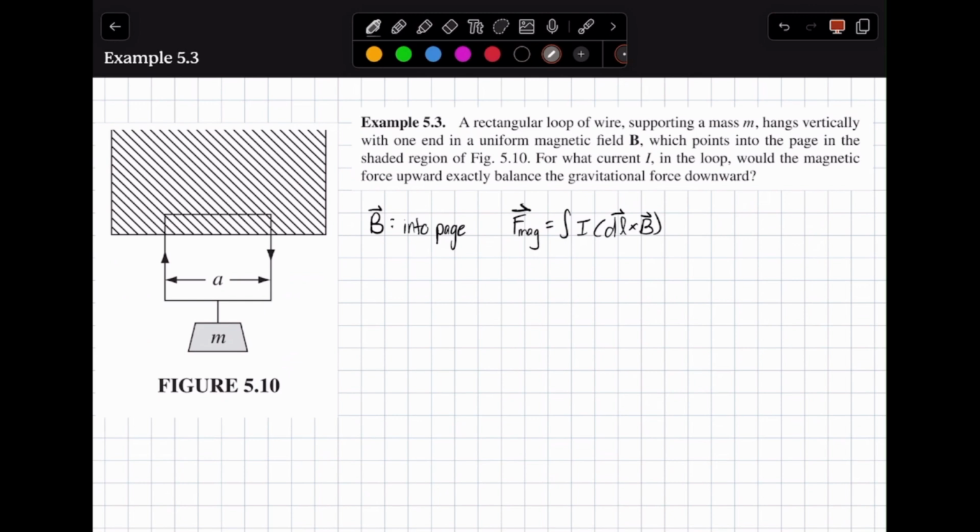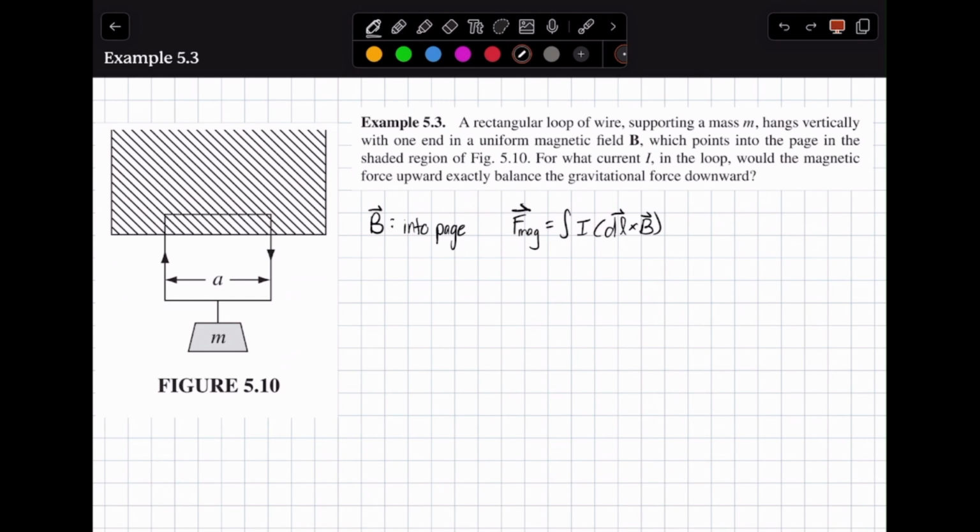I've also brought in figure 5.10 here, and they've already demonstrated that the current must go clockwise in order to produce this magnetic force upwards. So I've brought over a couple pieces of information here. B is into the page, and the magnetic force, this is just a general definition for the magnetic force.